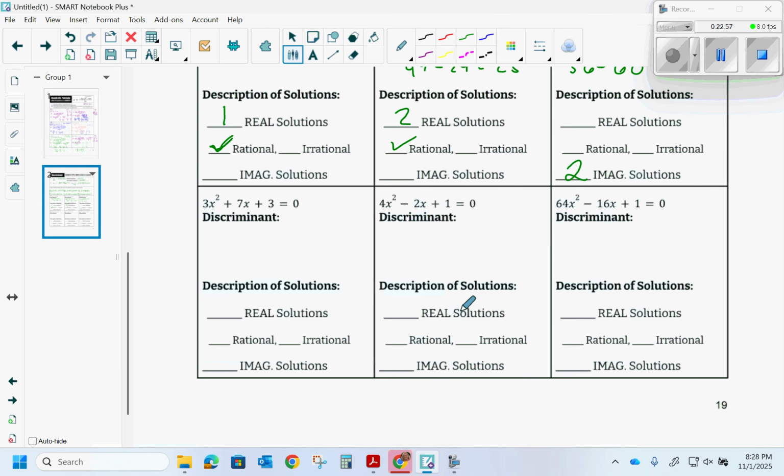Okay. All right, last three examples. B squared minus 4 times a times c. 49 minus, that's 36, right? 12 times 3 is 36. Just 13. So those are real because it's positive, but they're irrational because it's not a perfect square. B squared minus 4 times a times c. 4 minus 16, that's a negative number. Two imaginary solutions.